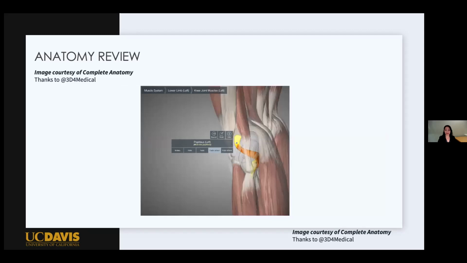The popliteus tendon originates at the lateral aspect of the femur, lies within the groove of the lateral femur, and courses obliquely and inserts on the posterior surface of the tibia.